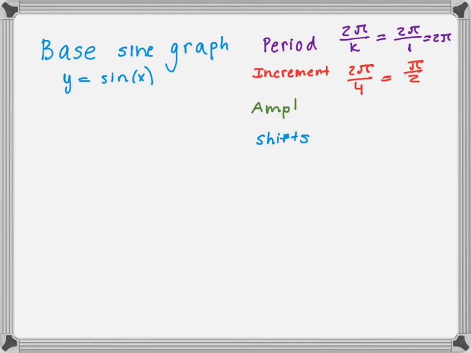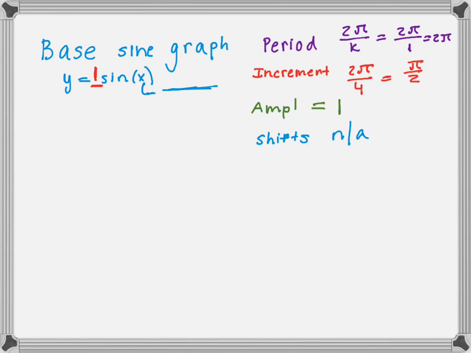Okay, now the amplitude is going to be this imaginary thing right here, which we can put a 1 here because there's nothing there. So we know the amplitude is going to be 1. So our max and mins are just going to be 1 and -1. Very simple. And then our shifts, we obviously don't see any shifts over here, and we don't see any next to the x. So we know there are going to be no shifts.